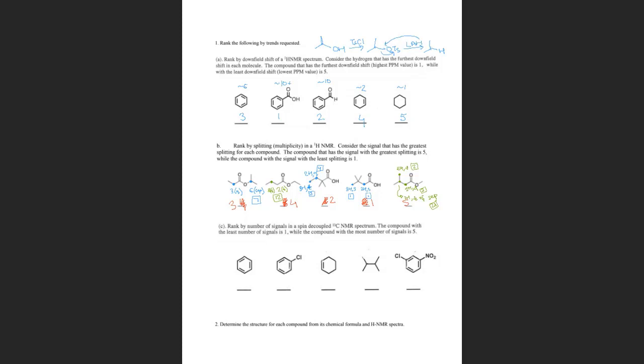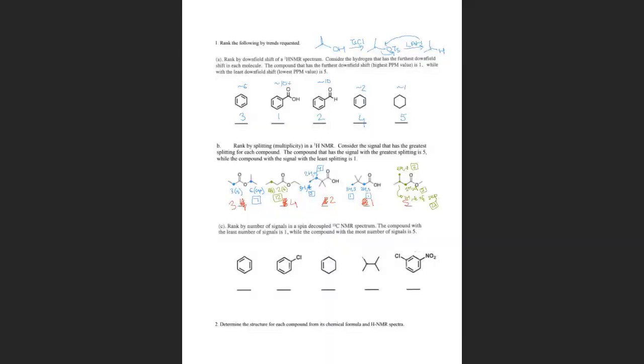But yes, so 1 and 2 are switched because 1 has only a singlet, whereas 2 has a quartet. And then 3 and 4 are switched because 7 is less splitting than 12. Does anyone have any questions on 1A and 1B? If not, we're going to take a look at 1C.